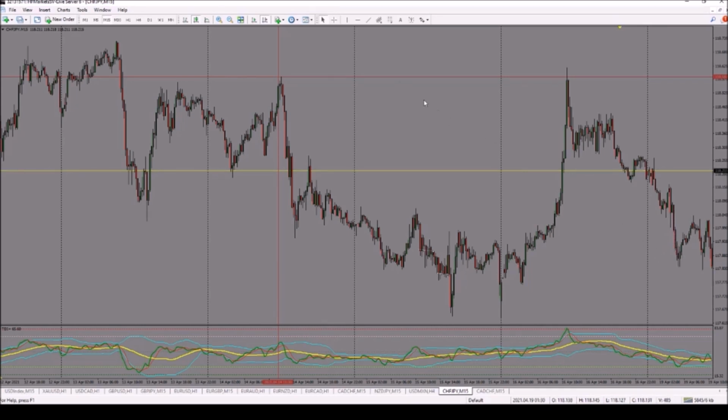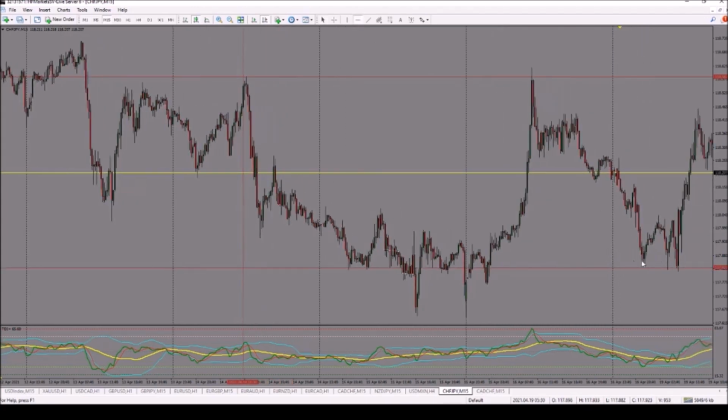Therefore, we could deem this as our low of day. This was our low of day. As you can see, it was actually issued. So from this low of day, we are now waiting to see the AB move, the ABC wave movement.